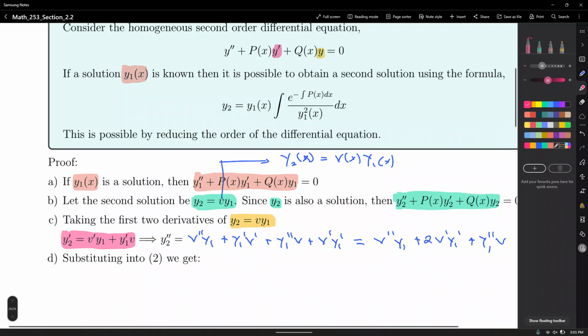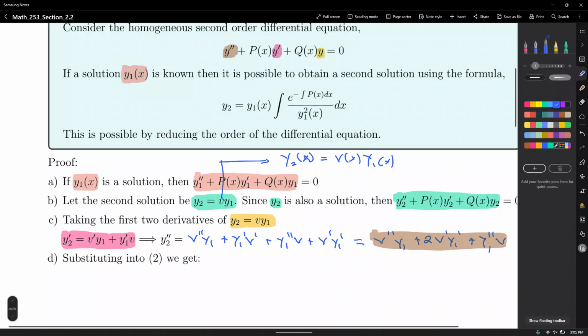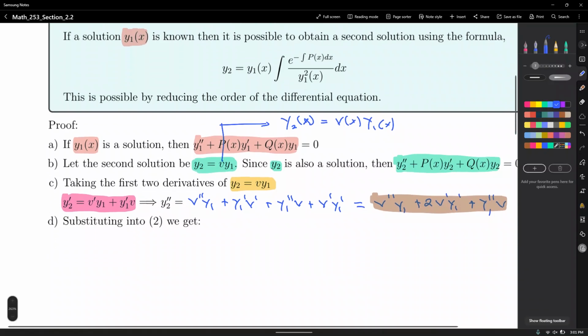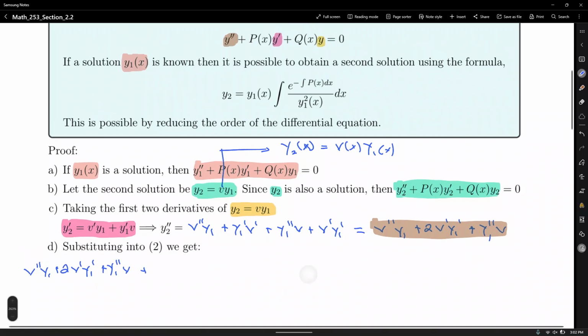And lastly, I'm going to use another color here, maybe brown. All right, so the second derivative will be substituted here. With some substitutions, we're going to end up with a big expression. So this will be v double prime y sub 1 plus 2 v prime y sub 1 prime plus y sub 1 double prime v. Okay, so that's the second derivative term.